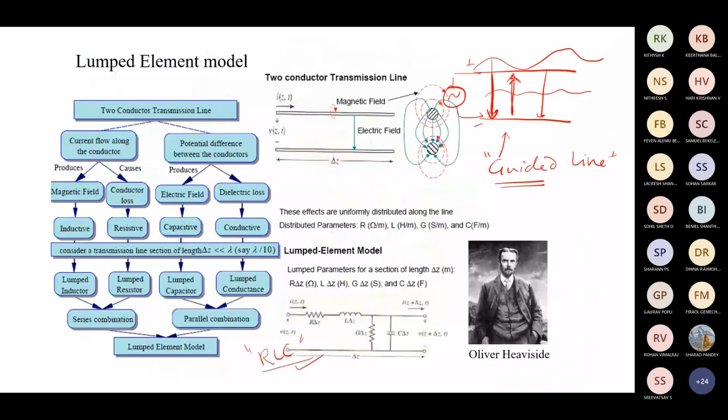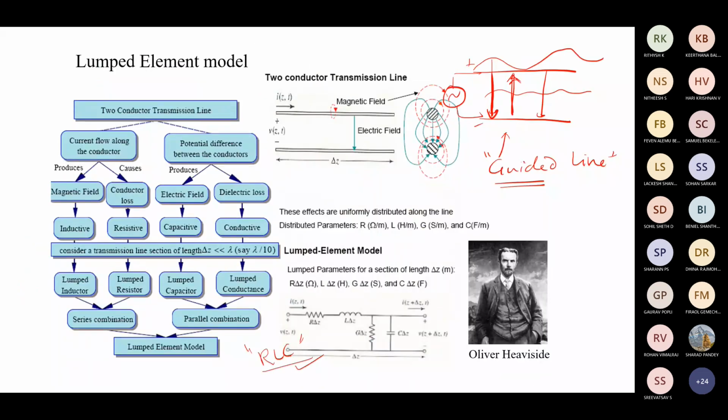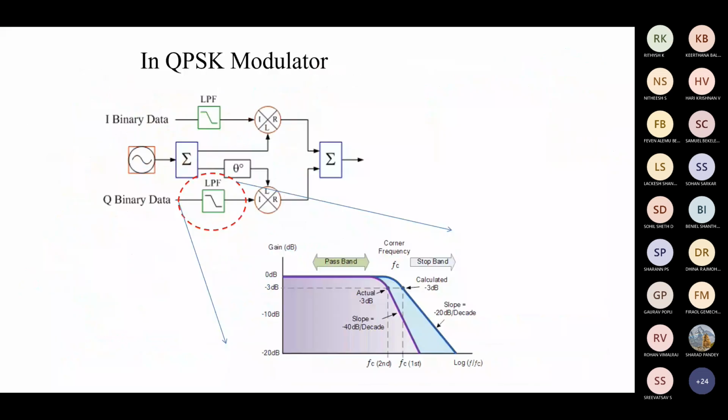In order to handle very high frequencies, we need this type of transmission lines. And in order to design such transmission line circuitry, we need transmission line theory. So that is what we are going to study. Out of this, what are the other benefits we have? We can construct the entire communication system with these transmission lines.